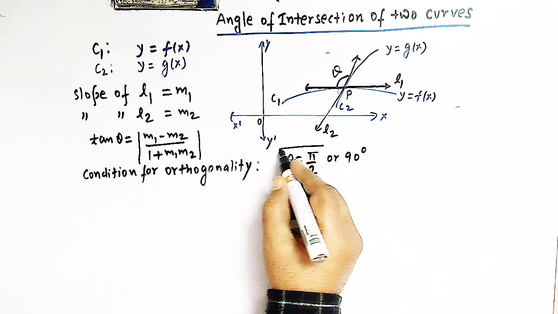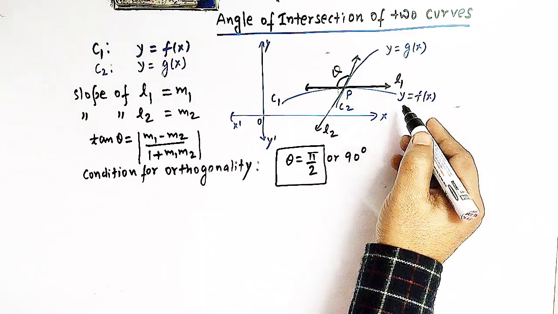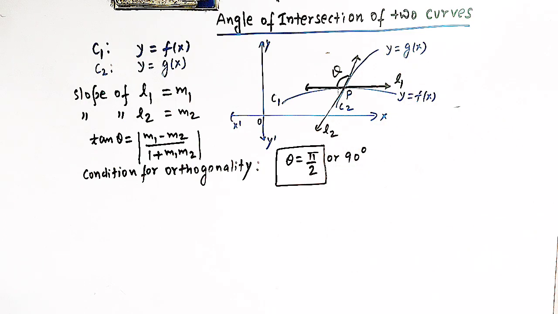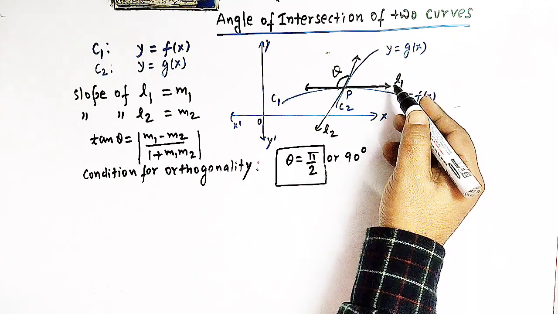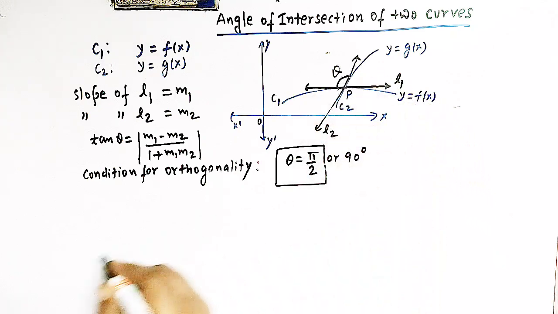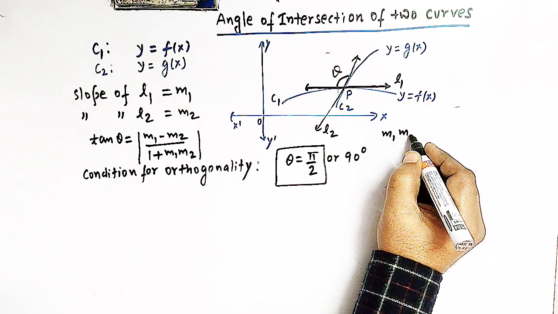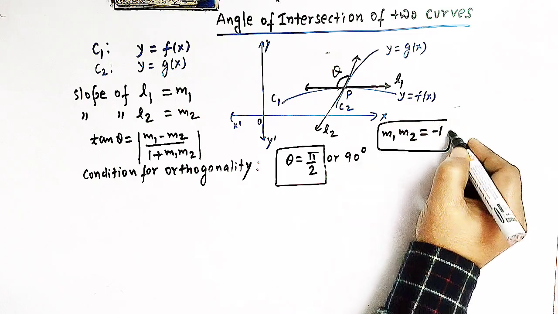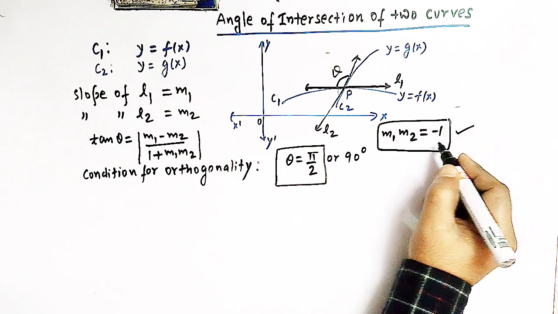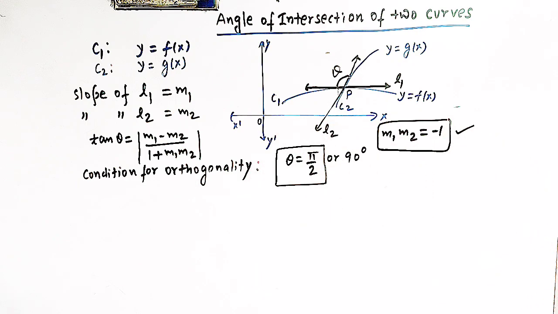So when theta is equal to pi by 2, the two curves are said to intersect orthogonally, and the condition for two lines to be perpendicular is that the product of their slopes must be equal to minus 1. So this is the condition for orthogonality of two curves C1 and C2.